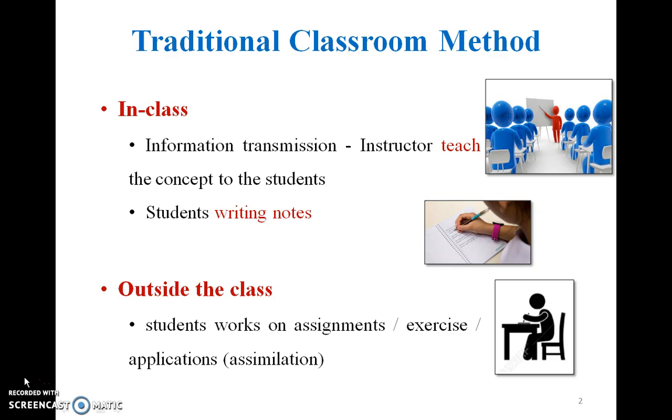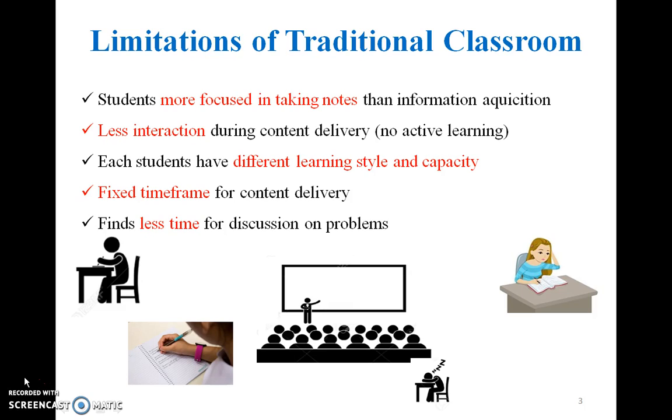There are limitations of the traditional classroom method. In a traditional classroom, students are more focused on taking or writing notes than understanding concepts. Less interaction happens between peers, the instructor and students, which results in passive learning. Therefore, no active learning happens in the traditional method.